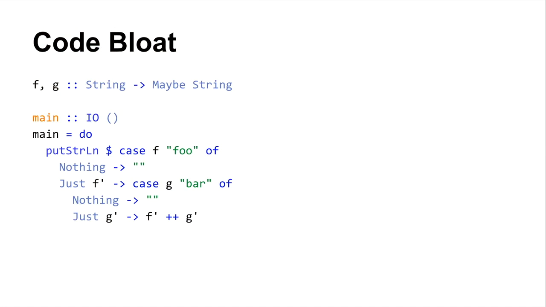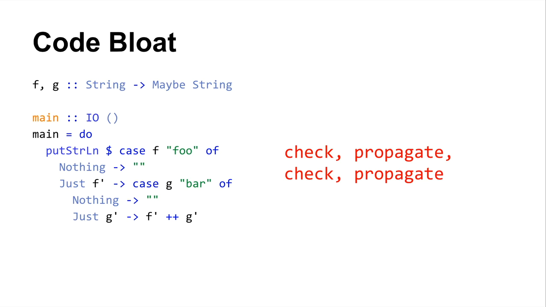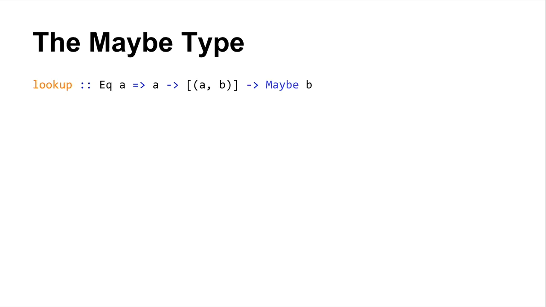Let's say you've got these two functions, f and g, which are from string to maybe string. You'll notice here we have exceptions as values. What I mean by that is we've got these types like Maybe and Either that we interact with that help us represent failure in the type system.